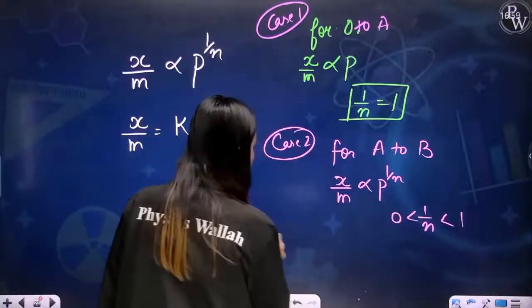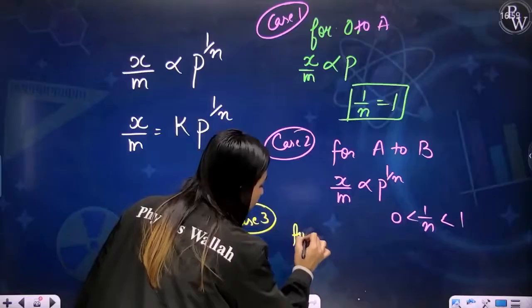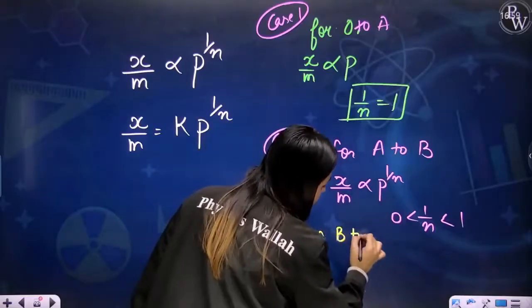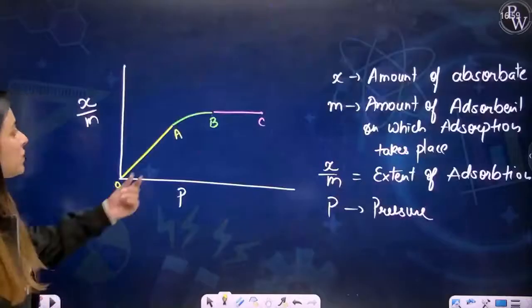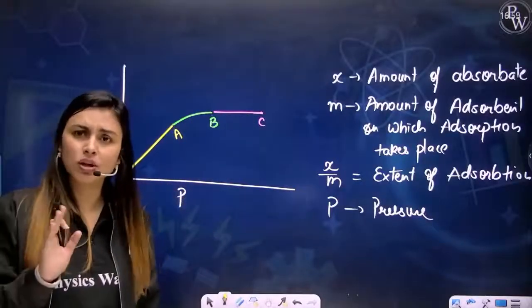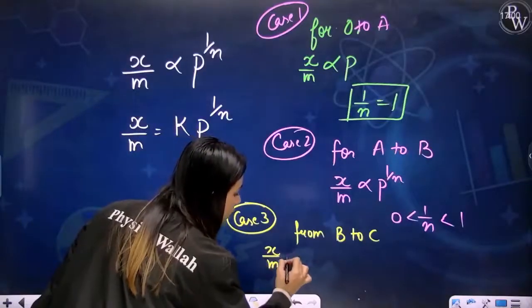Now let's write the third case, case 3. From B to C, if you see from B to C, I can say that X upon M is not depending on pressure. It is a constant value. So your X upon M is actually constant.